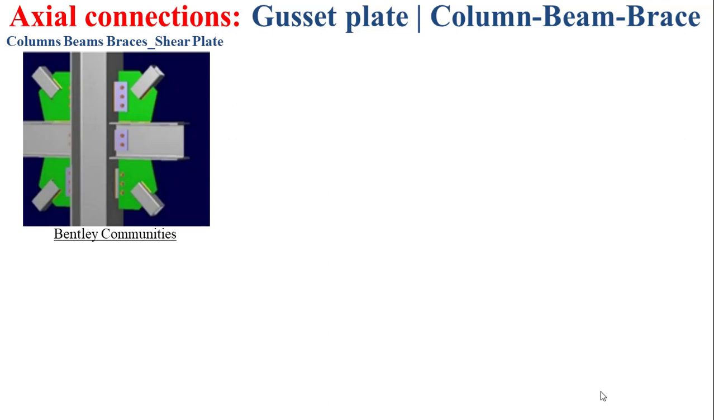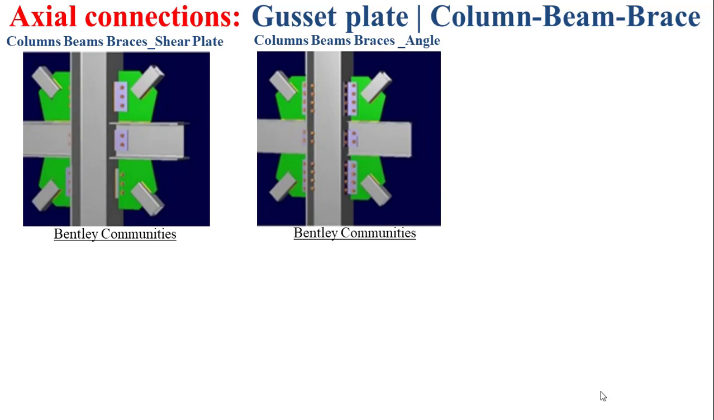Other varieties of this type of axial connections can be carried out. For example, the one that you see now in this slide. So as you can notice, it's almost the same technological solution, except that the connection between the gusset plate and the column is carried out using an angle instead of a shear plate. The angle is bolted to both the gusset plate and the flange of the column.